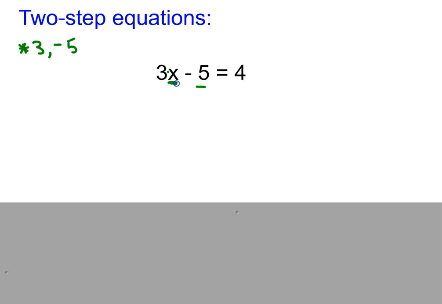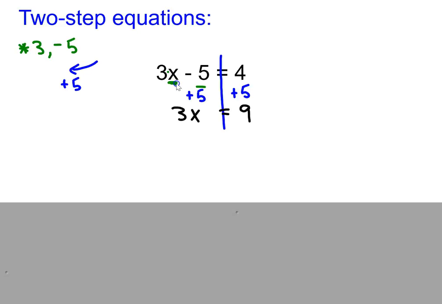So to undo those things, you need to take these steps and go the opposite direction, go backwards. So we're going to start at the negative 5. How do you undo negative 5? You add 5. So going back to your equation here, add 5 first to both sides, giving us 3x plus 0, so just 3x, equals 9.